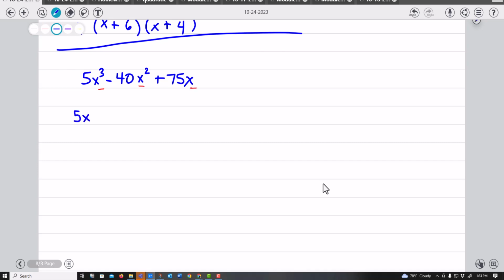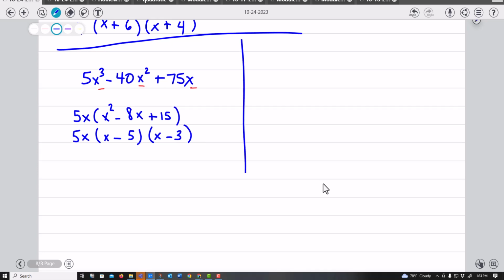So I factor out 5x, that leaves me with what, x squared, minus divide this by 5x would leave me with 8x. And then divide this by 5x would leave me with 15. And now to factor this, I know my x. This, when the middle term is negative, but the last term is positive, I know I need a negative times a negative. I know 5 times 3 will give me 15, and then add will give me that 8x.